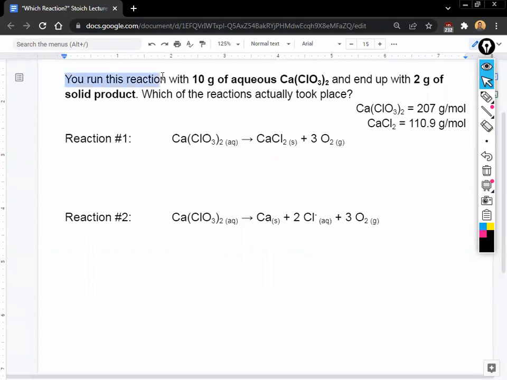Okay, so this problem is telling us that you're gonna start with 10 grams of aqueous CaClO32. So make sure you write this part down. This is going to be your starting number right here. Your starting number is going to be 10 grams of aqueous CaClO32. This is your starting number.